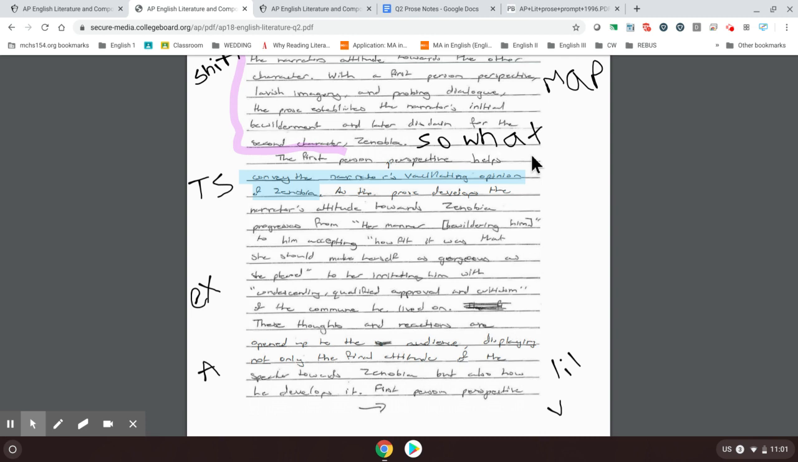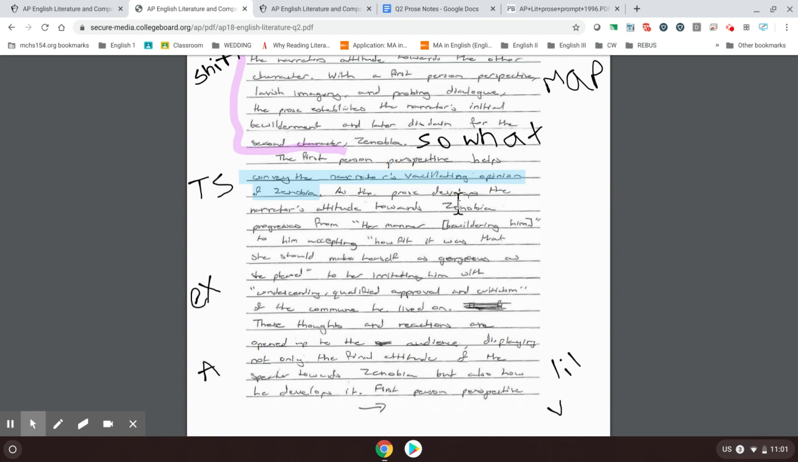All right, the next part of this paragraph reads, "As the prose develops, the narrator's attitudes towards Zenobia progress from her manner bewildering him, to him accepting how fit it was that she should make herself as gorgeous as she pleased, to her irritating him with her condescending, qualified, and approved criticism of the commune that he lived on." So three embedded quotes here. A couple things to address with that. Number one, great how we have multiple quotes embedded and not just these long lines, complete sections taken out of the passage, but instead carefully chosen examples.